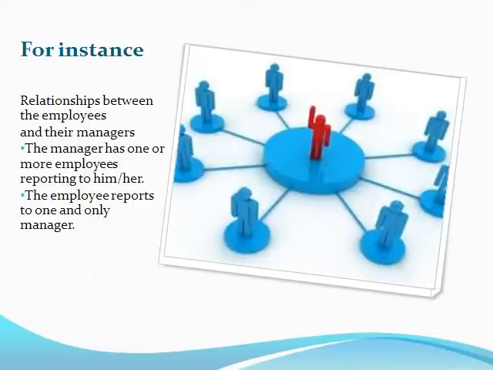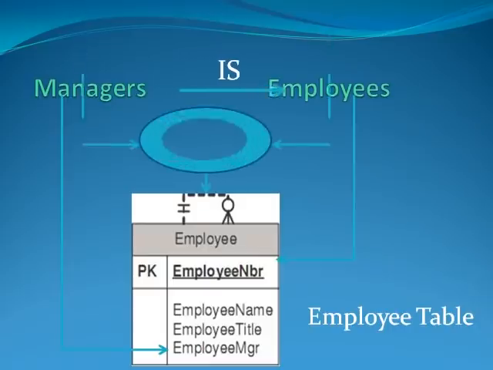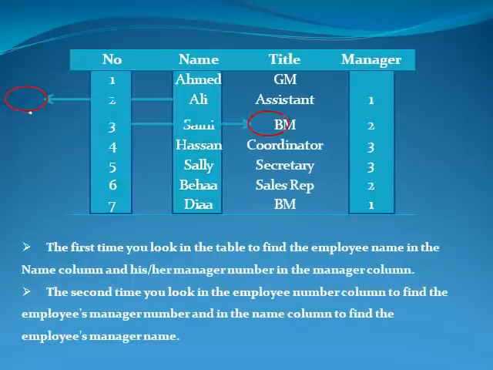The recursive relationship between the employees and their managers can be described as follows. The manager has 1 or more employees reporting to him or her. The employee reports to one and only one manager. Since managers are in fact employees, their data is stored in the employees table along with the data of the non-manager employees. You look in the table twice.